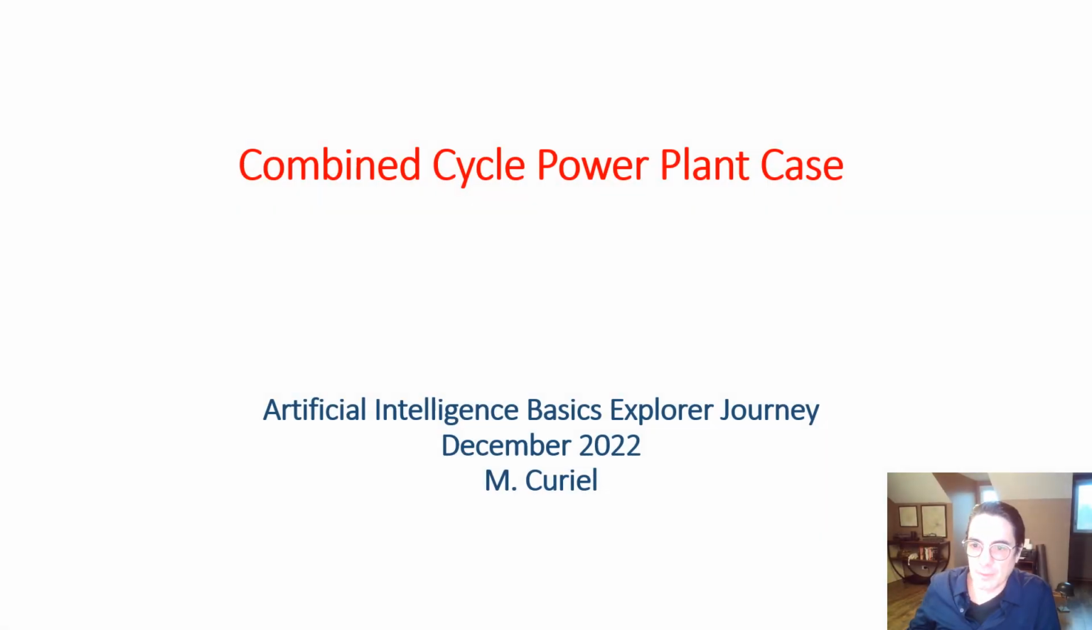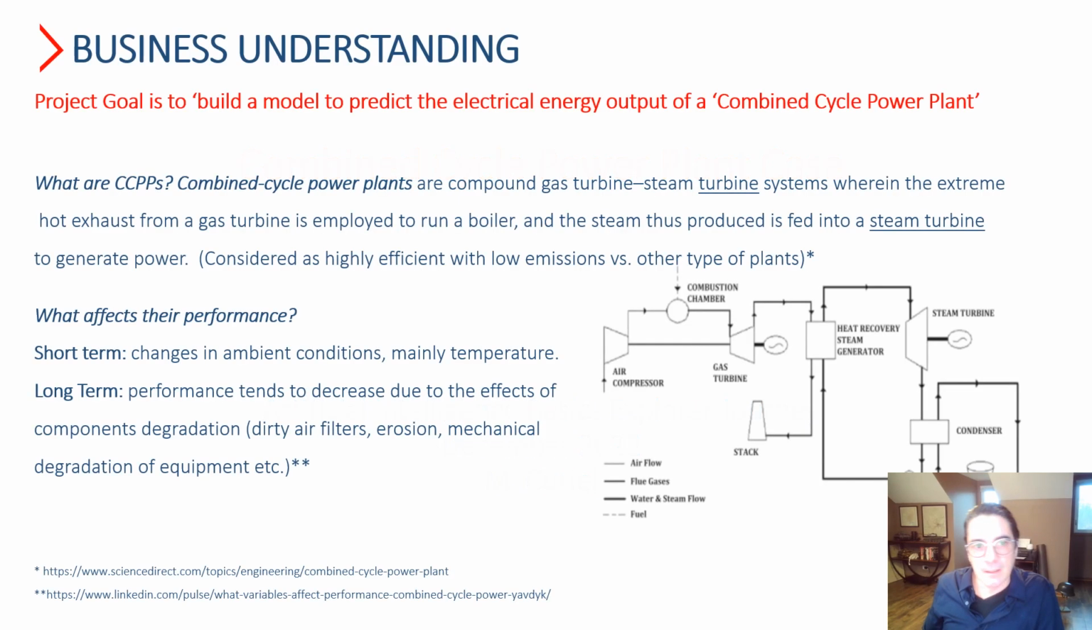Okay, so let's start with this combined cycle power plant case for the artificial intelligence basic journey. As with any other machine learning project, we need to start with the business understanding, which in this case was very well defined for us. The goal is to build a project to predict the electrical energy output of a combined cycle power plant, or CCPP. Now, what are those?